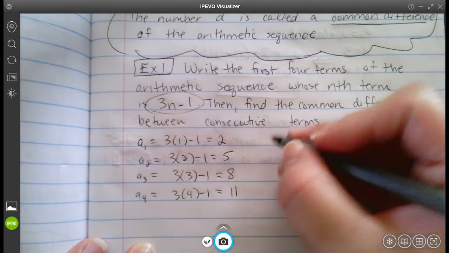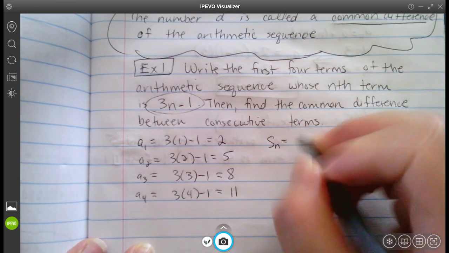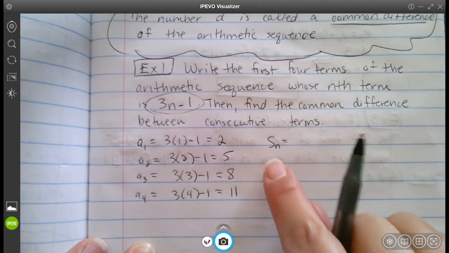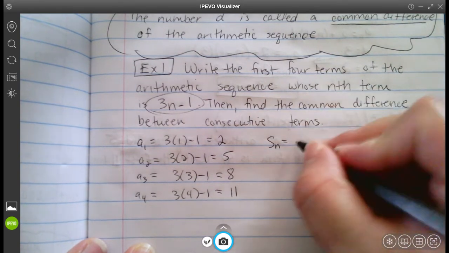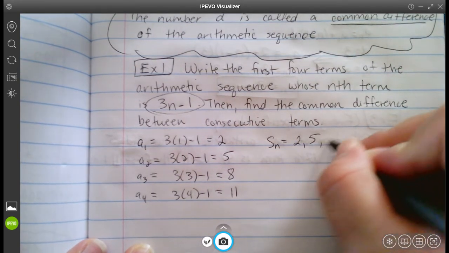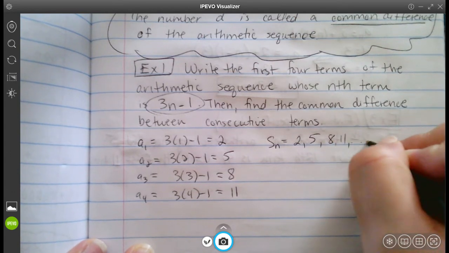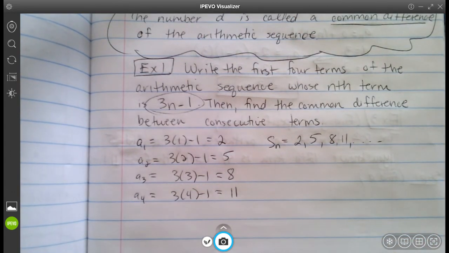So the sequence, I'm going to write it with n because I want it to go on forever: 2, 5, 8, 11, and it just keeps going. The sequence looks like it's going by threes, if you notice.